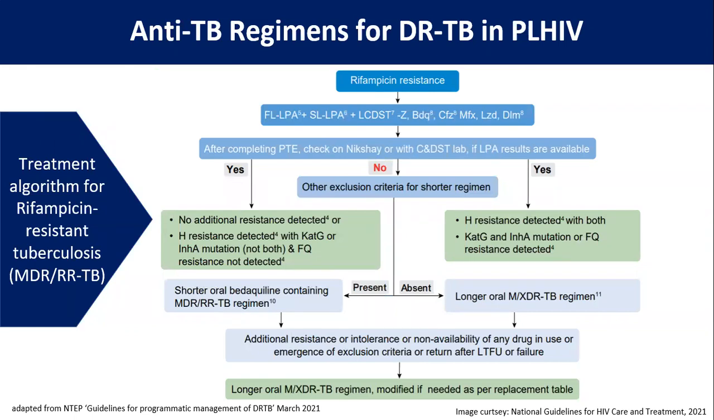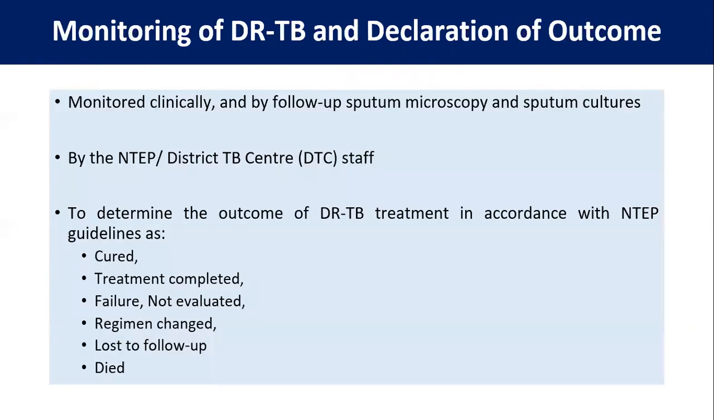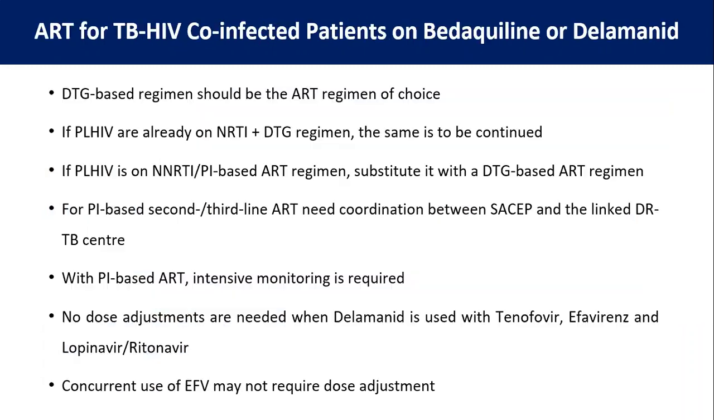So again, these are the flow diagrams. These are followed in the DRTB center. We can bypass it. Then monitoring. Yes, this we need to know because we need to monitor clinically and by follow-up sputum microscopy and sputum cultures. But these are also done by NTP to determine the outcome of DRTB treatment in accordance with NTP guideline as cured, treatment completed, failure or not evaluated, regimen change, lost to follow-up, or died. And the definition of all these treatment outcomes was also discussed in the previous slide.